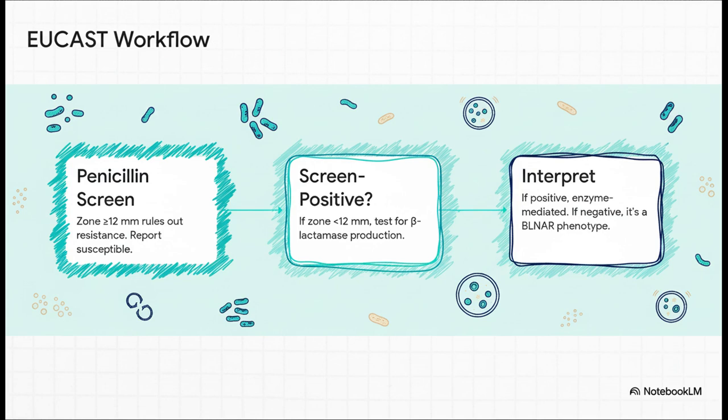This workflow from EUCAST is just so smart, so elegant. It gives labs a way to efficiently report a mechanism of resistance, not just a simple S or R. It all starts with a simple benzylpenicillin screen. Big zone, you're probably in the clear. Small zone, okay, time for step 2. You test for beta-lactamase. And that one test tells you everything. Positive, it's enzyme production. Negative, you've got yourself a BLNAR.